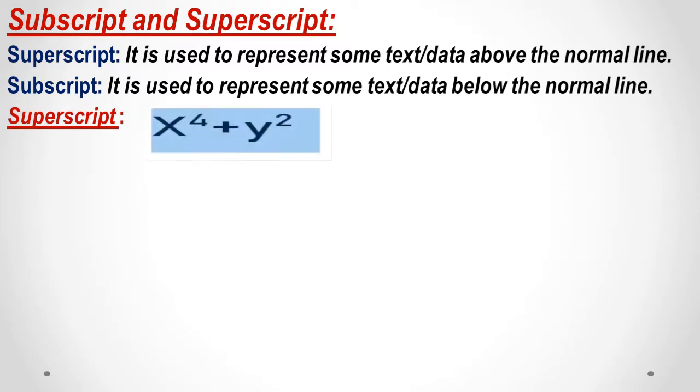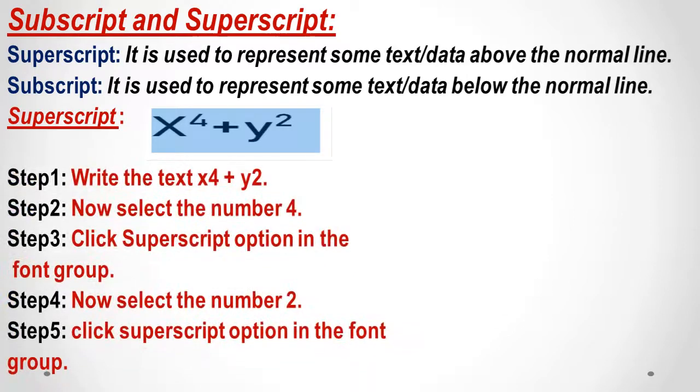See here, in this image, you will get to know x power 4 plus y power 2. The 4 and 2 are above the normal line, right? Yes, right. How to give that 4 and 2 above the normal line? We need to follow some steps to give it like that. Okay. First, step 1, write the text x4 plus y2. Means normally how you will write? Write like that only. Next, now select the number 4.